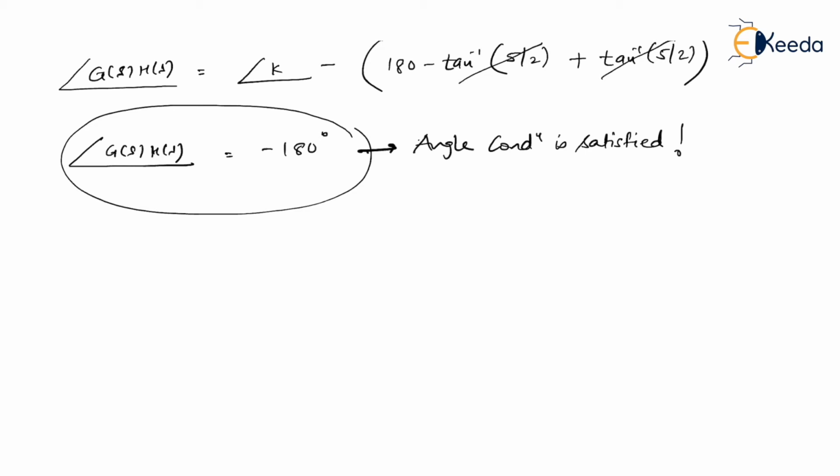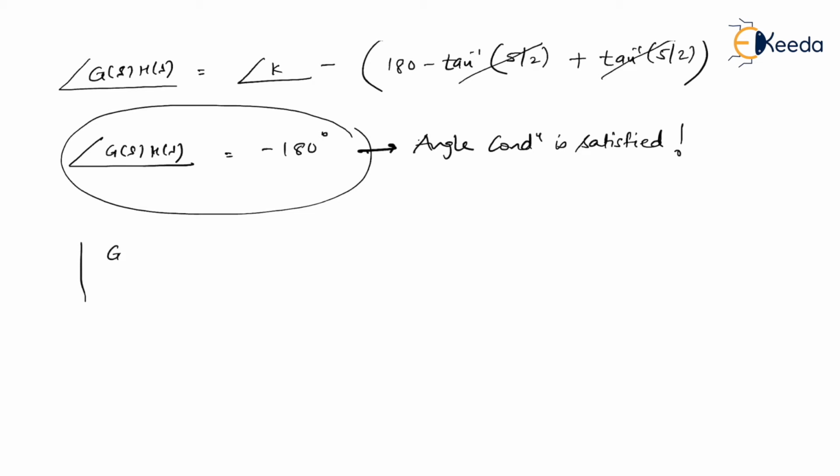I'm sure you understood this problem. Angle condition is completely satisfied, but then our problem is not completed yet. You have to also find the value of k. And if you remember, I told you very particularly, whenever you want to calculate the constant k, then you have to go for a magnitude condition. So let us recall, guys, what was the magnitude condition?